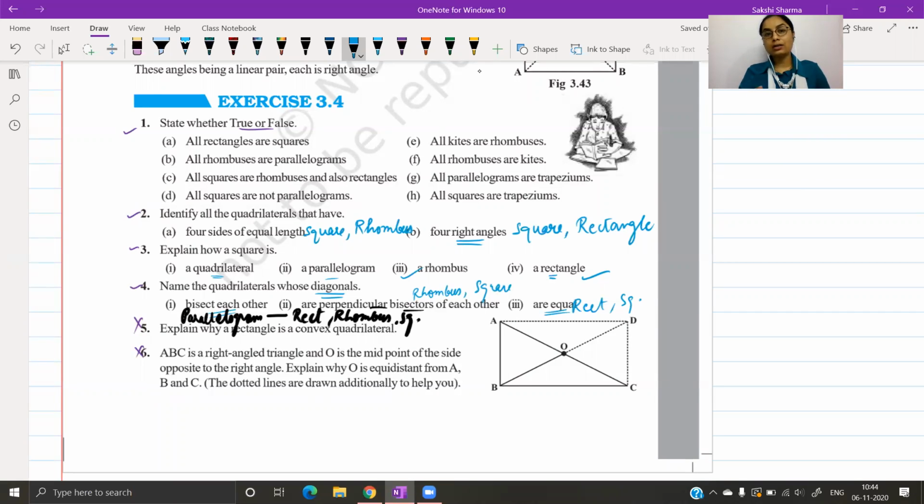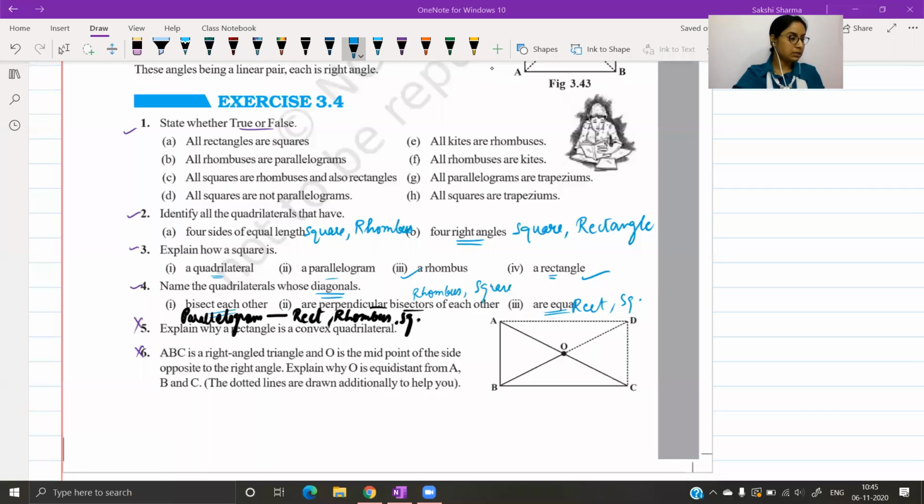All rectangles are squares. So whether or not this statement is true, we would like to check the properties of a square, if those are satisfied by all the rectangles that are possible. If all rectangles satisfy the properties of a square, then you will say that the rectangles are squares, else you will say no.